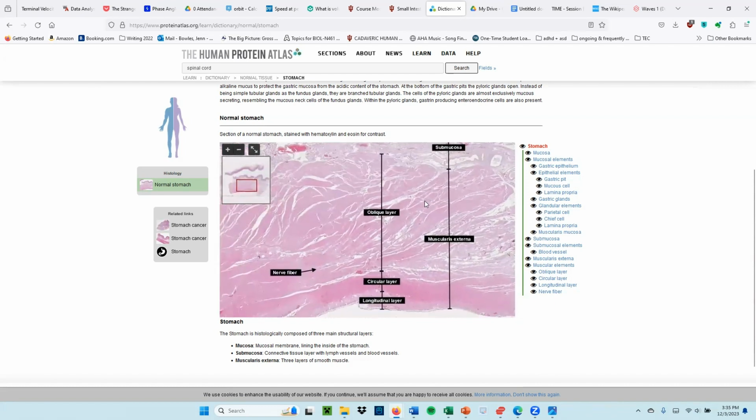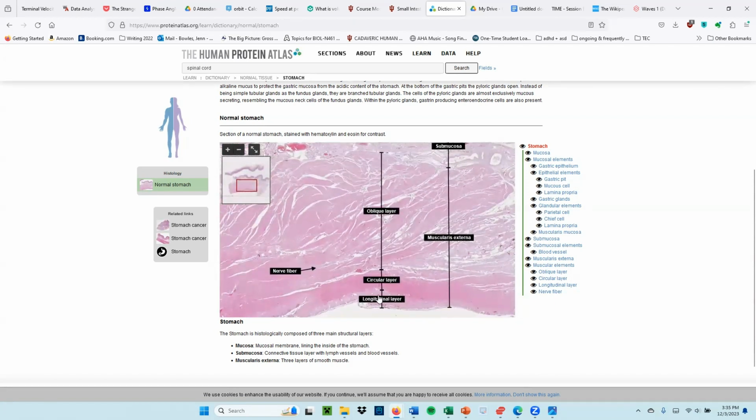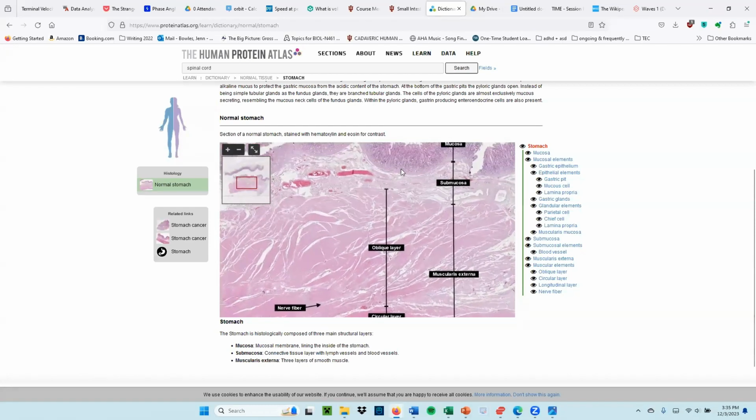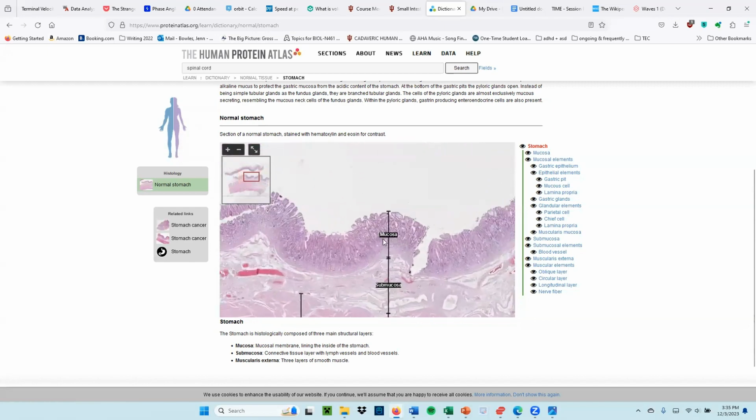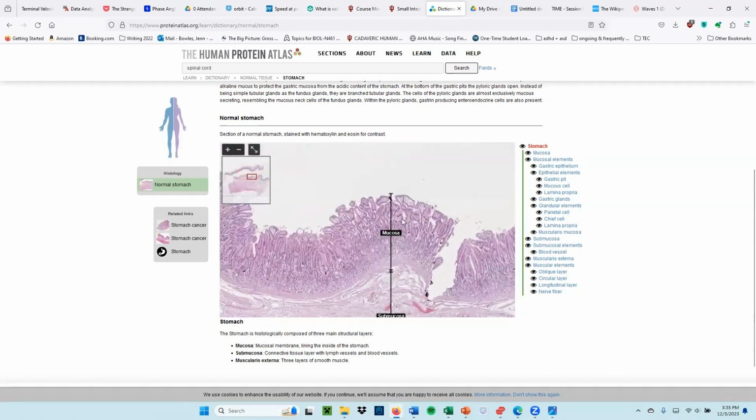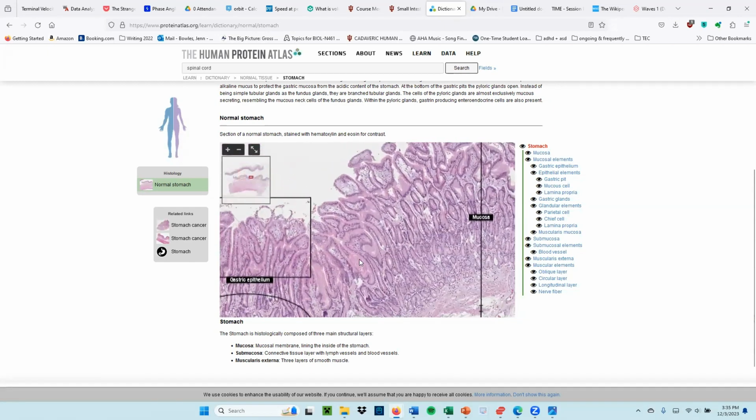And this is where we still have that outermost longitudinal layer. We still have a circular layer, but then we have this really thick oblique layer. And that is unique to the stomach. It's what allows it to churn material together to form that chyme and start that mechanical and chemical breakdown of food. Other things that are unique to the stomach, there's one more thing in the mucosa here.